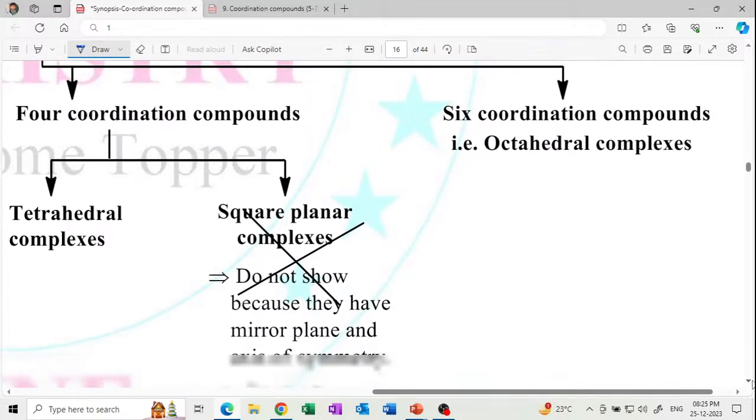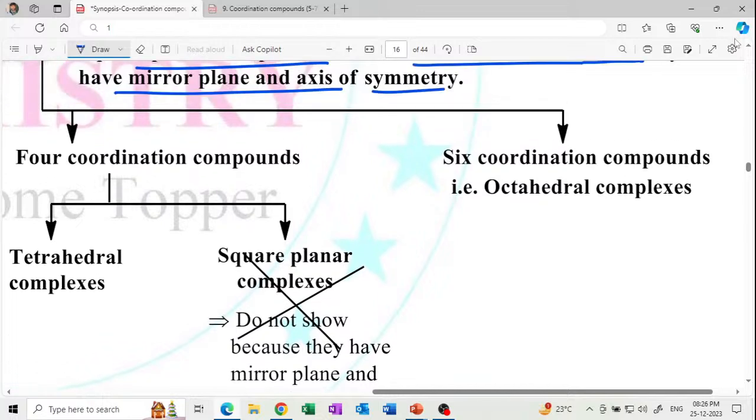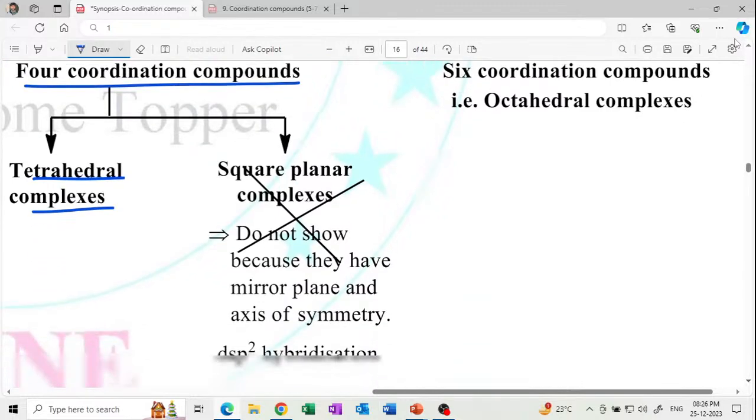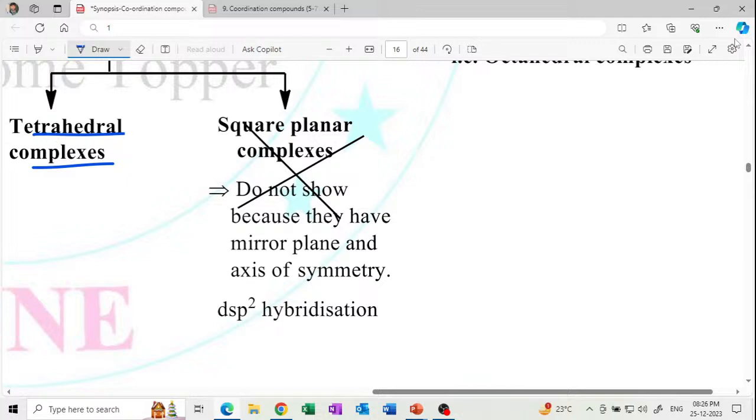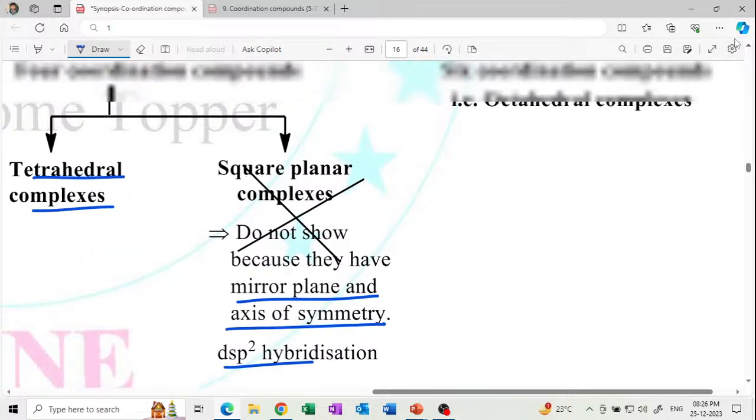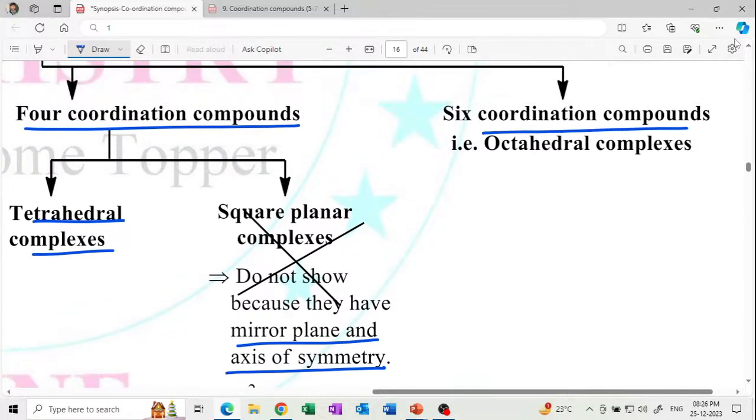Then it has the further two types. 4-coordination sphere, tetrahedral and square planar. Square planar do not show optical isomers because they have the mirror plane and axis of symmetry. And the 6-coordination sphere, yes, it shows the optical isomerism. So this is the one by one.